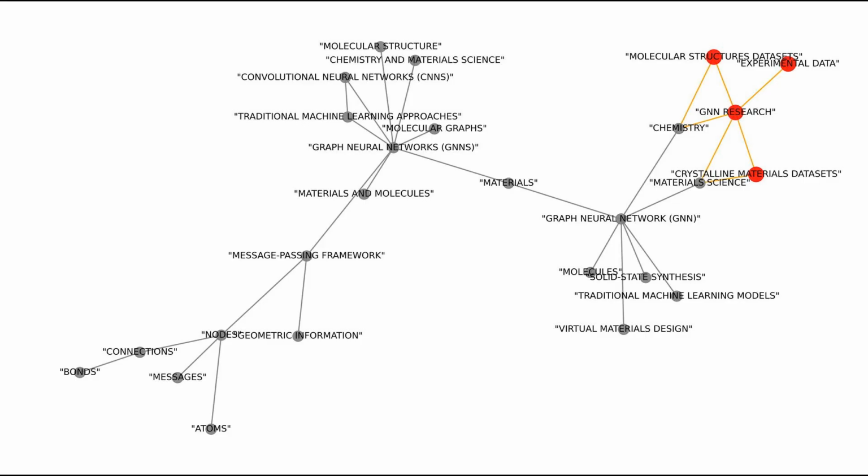One type of dataset focuses on molecular structures, which includes information about different molecules and their properties. These datasets are essential for teaching GNNs how to understand the relationships between atoms in a molecule and how those relationships influence properties like stability or reactivity.